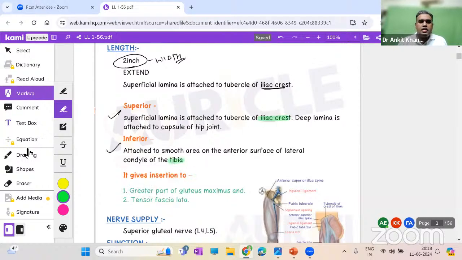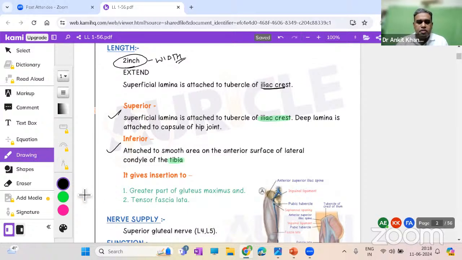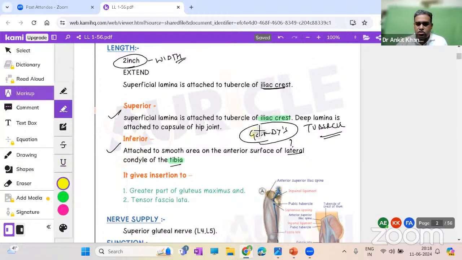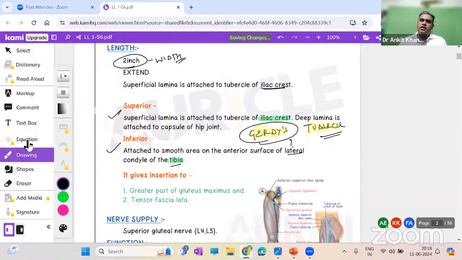Do remember there's also a term which you should know. At the tibia, where it is attaching on the lateral condyle, it develops a tubercle, and that tubercle is known as Gerdy's tubercle. So there's a small tubercle at the tibia where the iliotibial tract is attached, known as Gerdy's tubercle. Remember this name. Whatever things I'm highlighting, try to write them in bold capital letters in your theory exam.